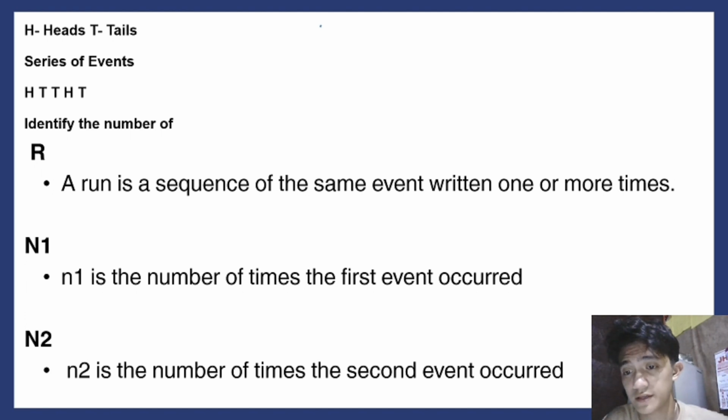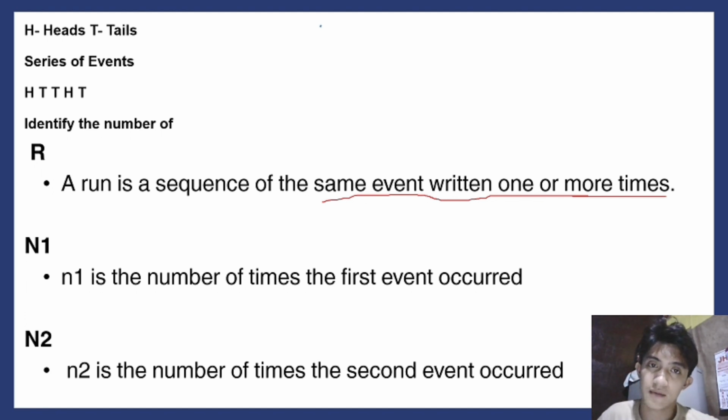the series of events if it is random or not, this is the first step. Identify the number of runs. Now, runs are denoted as R. A run is a sequence of the same event written one or more times. Take note, the same events written one or more times. Meaning you can calculate the number of runs by counting the number of times the value changes. So, to have a better understanding, let's have an example.